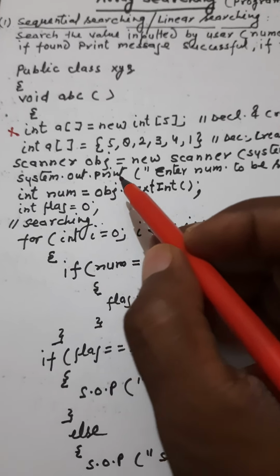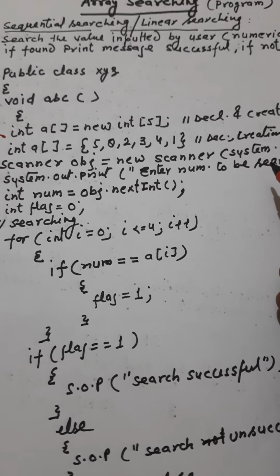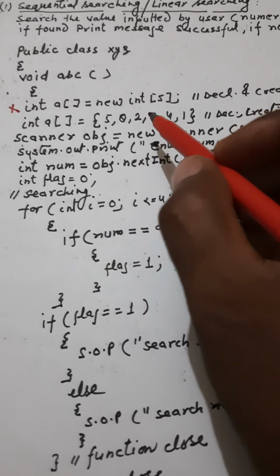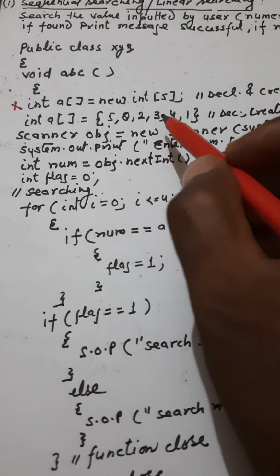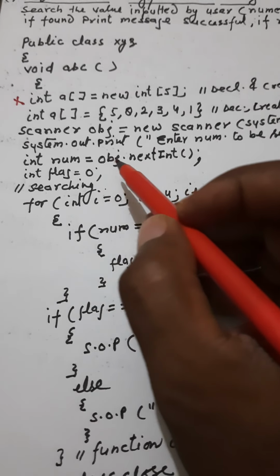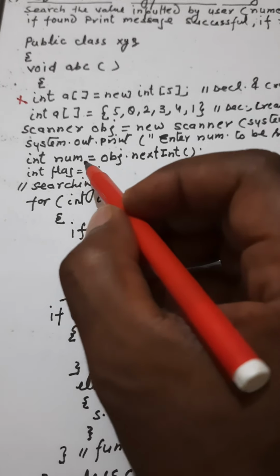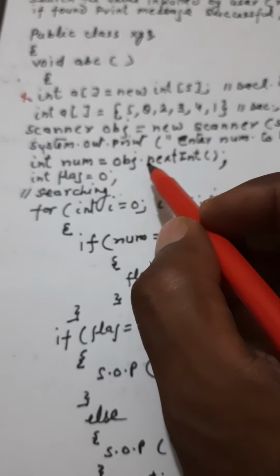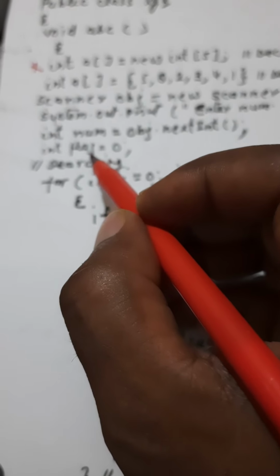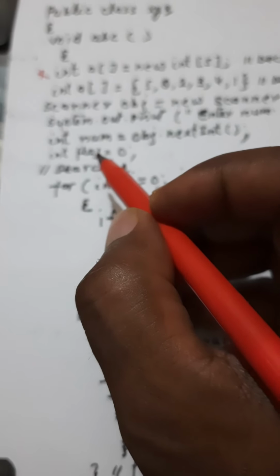Then the statement is enter number to be searched, meaning the user will input the number, whether that number is present in this array or not. int num is equal to object dot nextInt. This is a statement for inputting the number. Whatever number is inputted by the user will be stored into num. I am taking one variable here, flag is equal to 0, right? Flag is equal to 0.